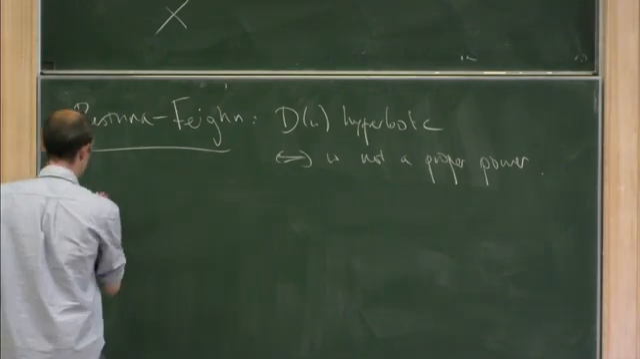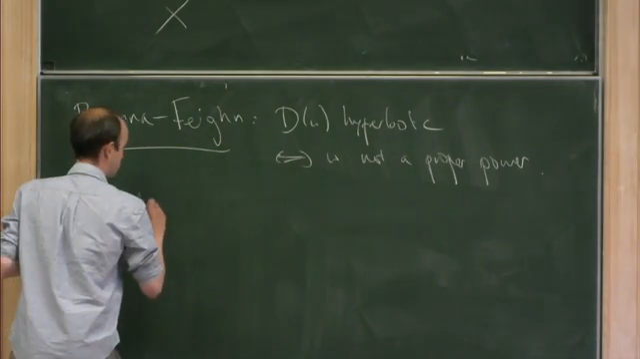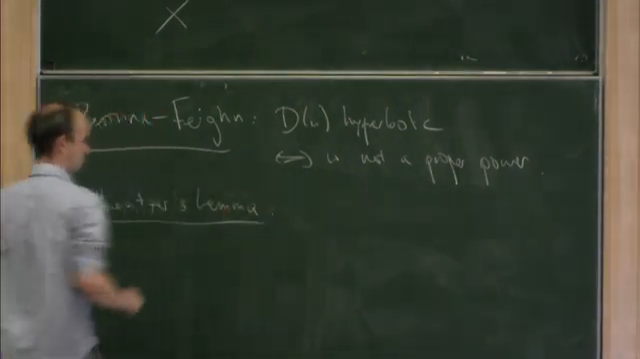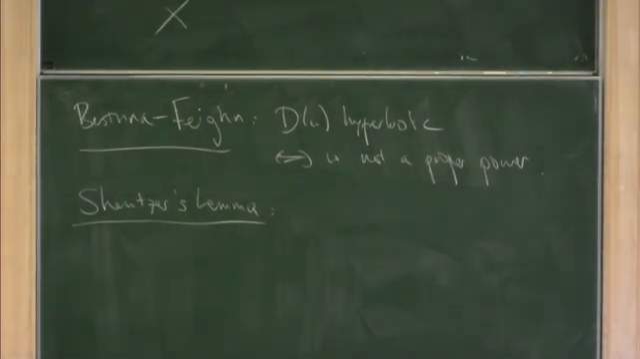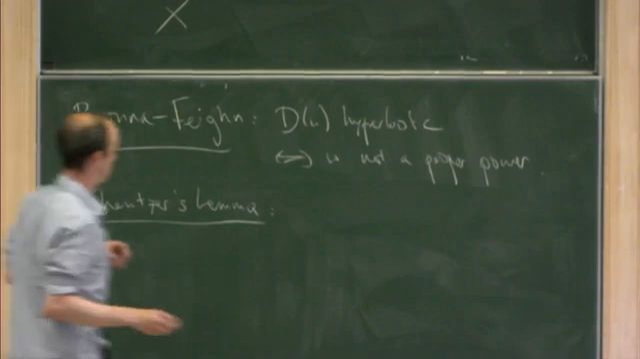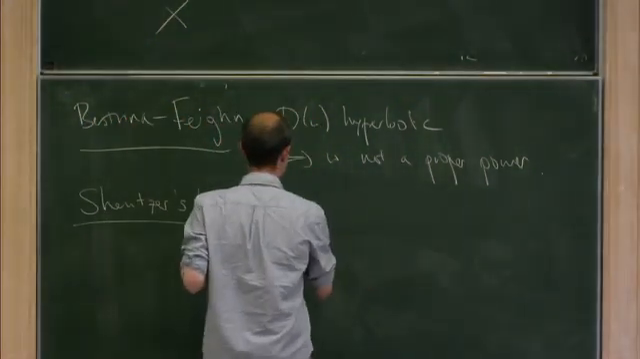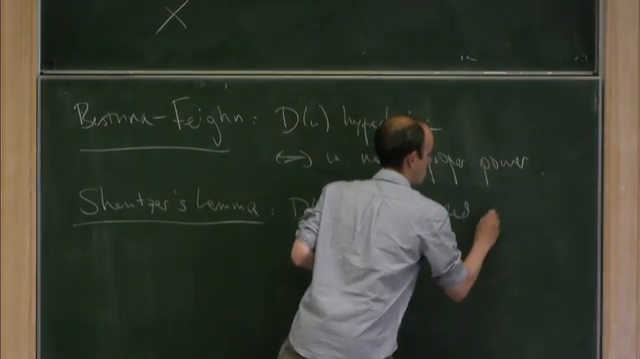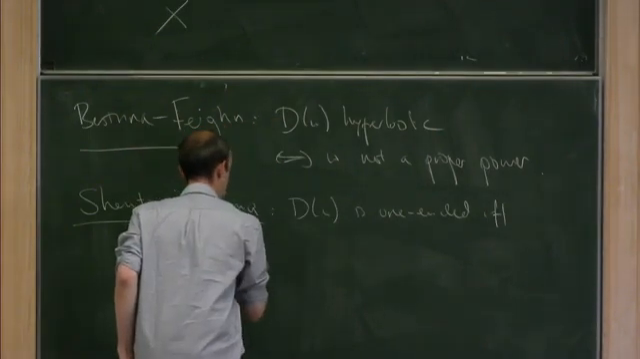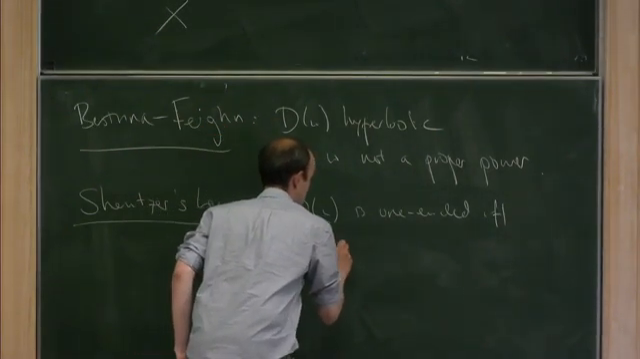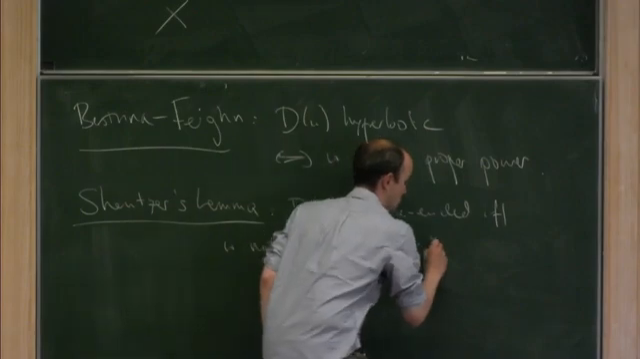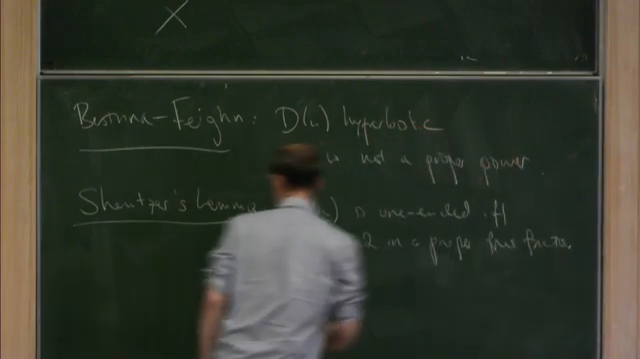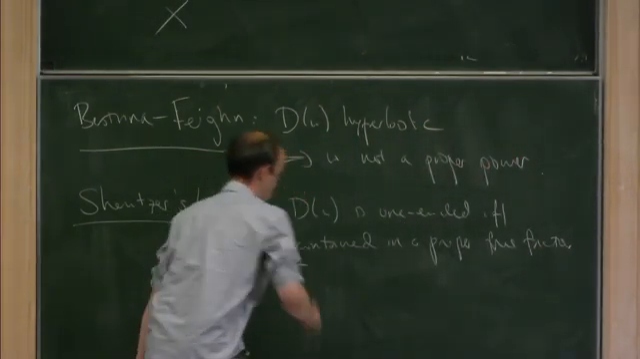That's a lemma that's usually called Stallings's lemma, although there have been lots of improved versions of it since it was first proved in the 50s. But the basic point is that D of W is one-ended if and only if W is not contained in a proper free factor of F, okay?